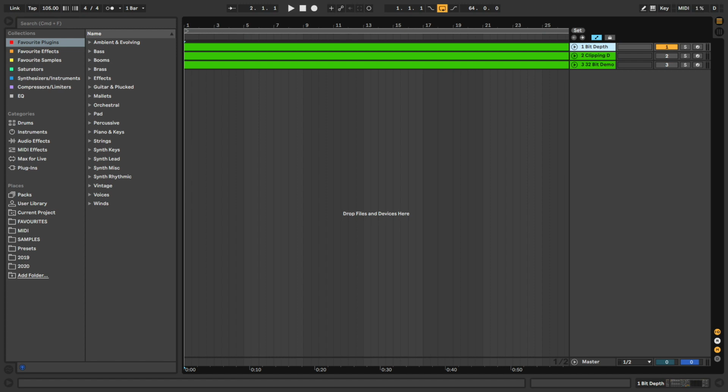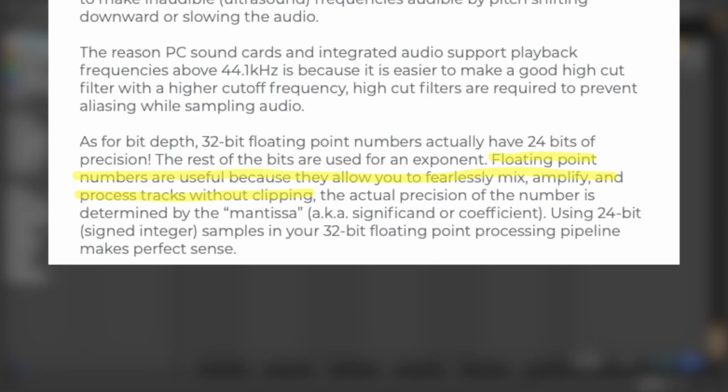Hello world! If you venture deep into the Ableton Manual or forums, you may come across things like floating point numbers are useful because they allow you to fearlessly mix, amplify, and process tracks without clipping.